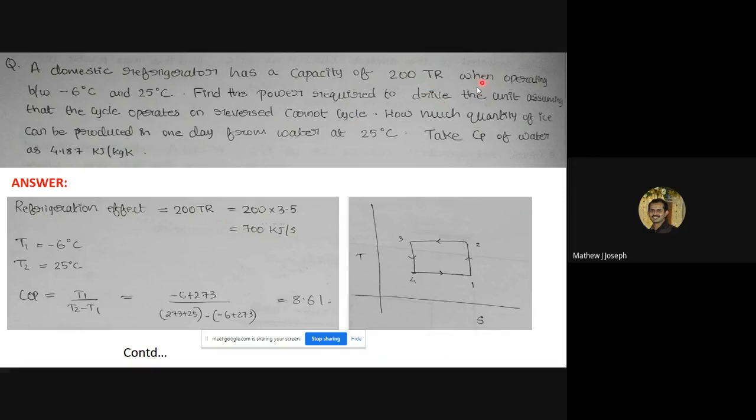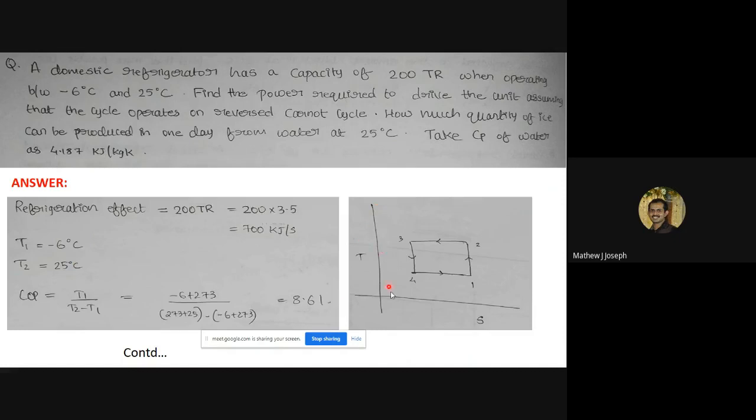Then we continue reading the question: when operating between -6 degrees Celsius and 25 degrees Celsius. Here two temperature limits are given, one a lower temperature and one a higher temperature, which we have already discussed. For calculation sake, we are taking T1 as -6 degrees Celsius and T2 as 25 degrees Celsius.